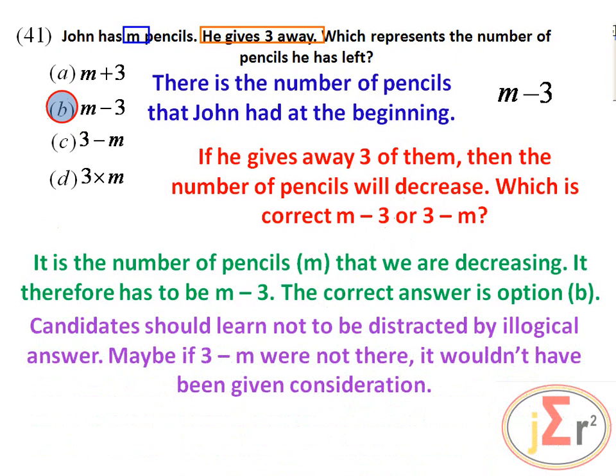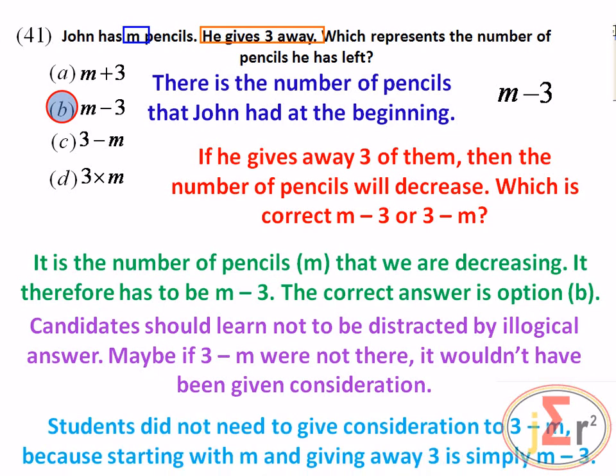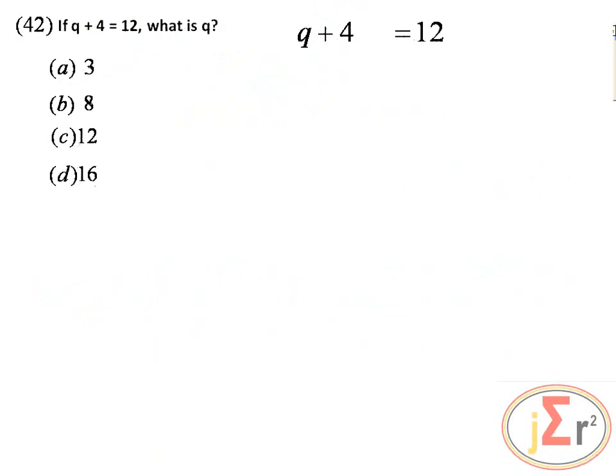Candidates should learn not to be distracted by illogical answers. Maybe if 3 minus M were not there, it wouldn't have been given consideration. So we have option C, which is 3 minus M. If it were not among the options, maybe it would not have been given any consideration at all. Students did not need to give consideration to 3 minus M, because starting with M and giving away 3 is simply M minus 3. And we'll try to see that on a next slide.